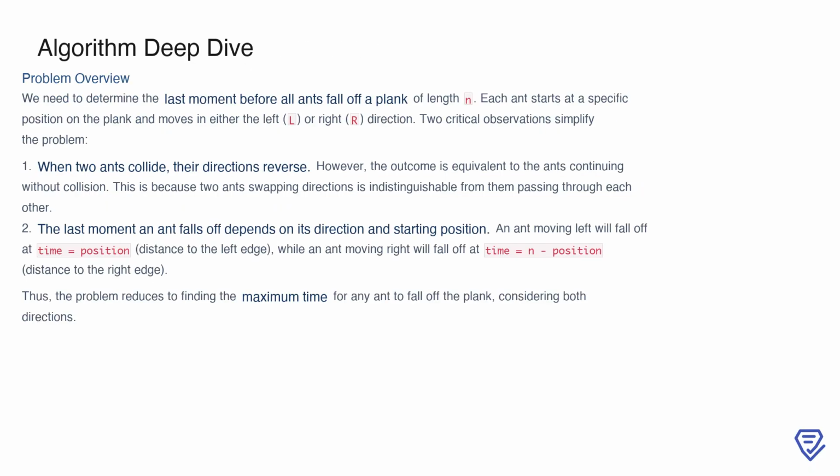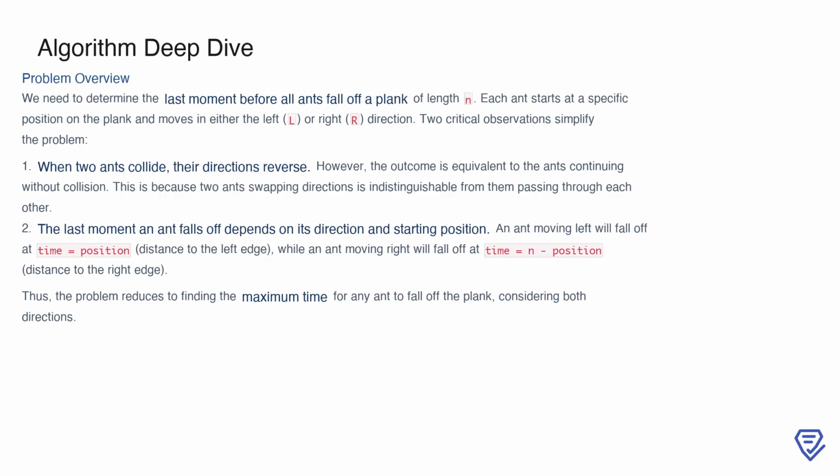To understand this problem, imagine a plank of length n with ants starting at various positions. Each ant moves in either the left or right direction, and when two ants collide, they simply reverse their directions. However, a key observation is that the result of two ants colliding is identical to them just passing through each other. This simplifies the problem significantly because we don't need to track collisions. Instead, we can focus on each ant's movement independently.